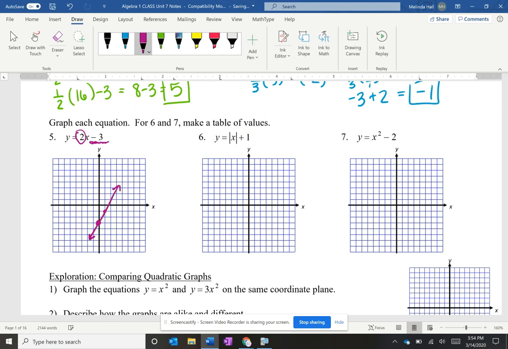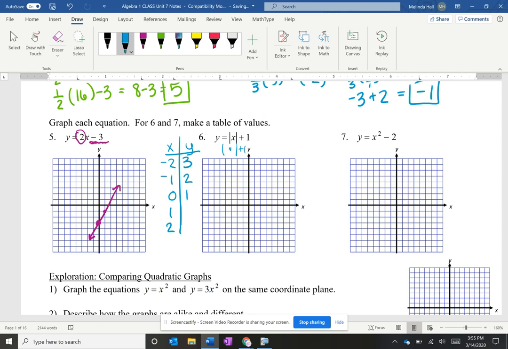Now, if I had something like number 6, it's an absolute value, so I can make a table of values. And usually when we do table of values, we want to use -2, -1, 0, 1, and 2. So if I plug in -2, I would have the absolute value of -2, which is just +2, plus 1, which is 3. If I plug in -1, I would have absolute value of -1 plus 1, so that would just be like 1 plus 1, which is 2. If I were to plug in 0, that would give me 0 plus 1, which is just 1.